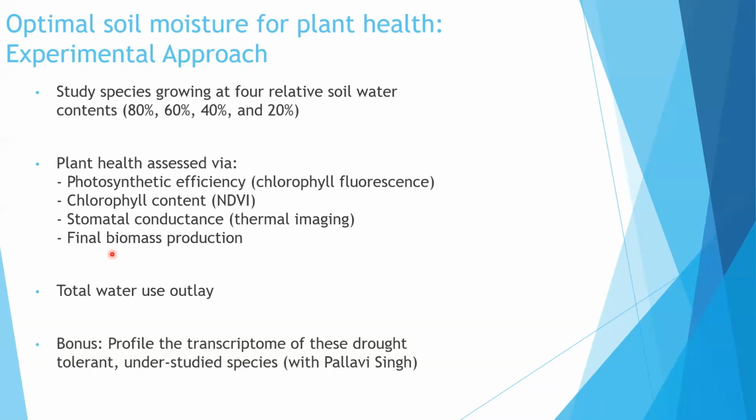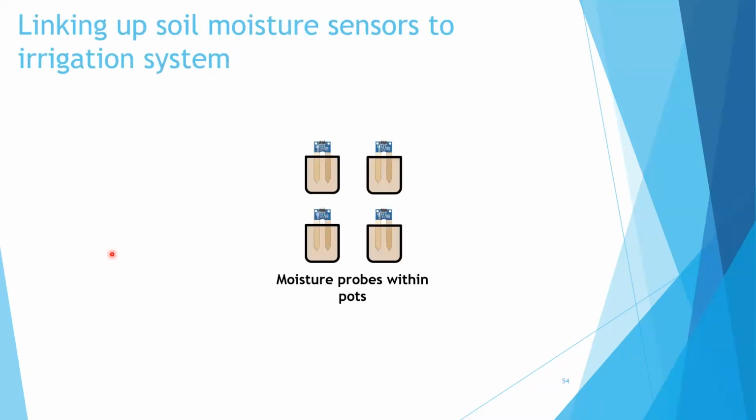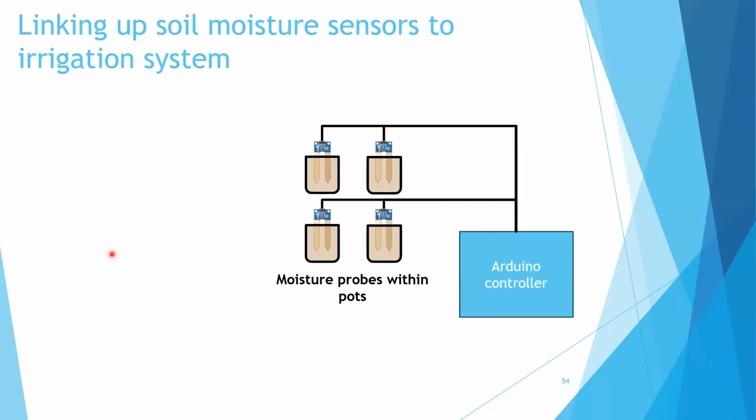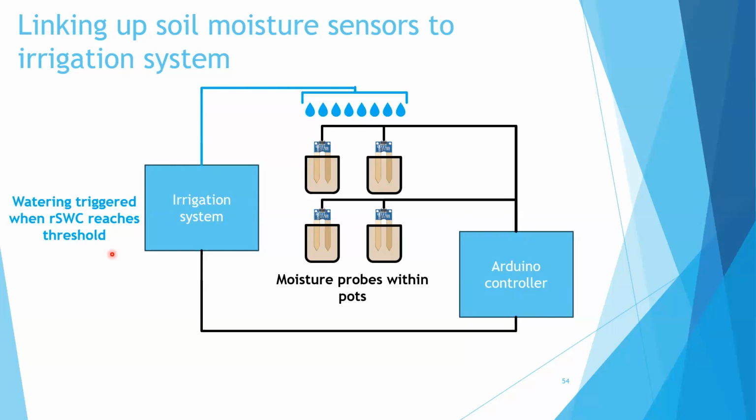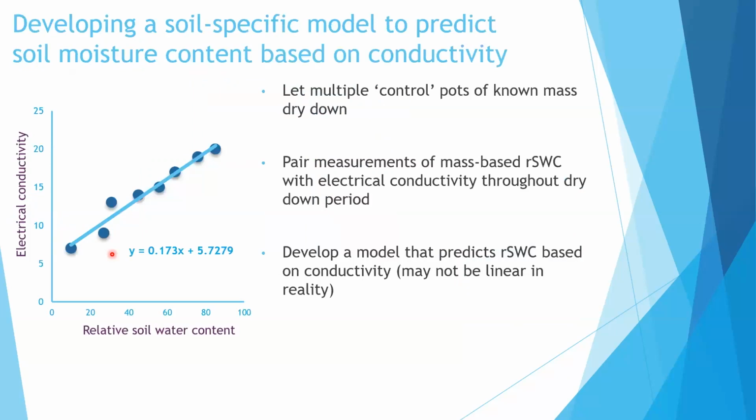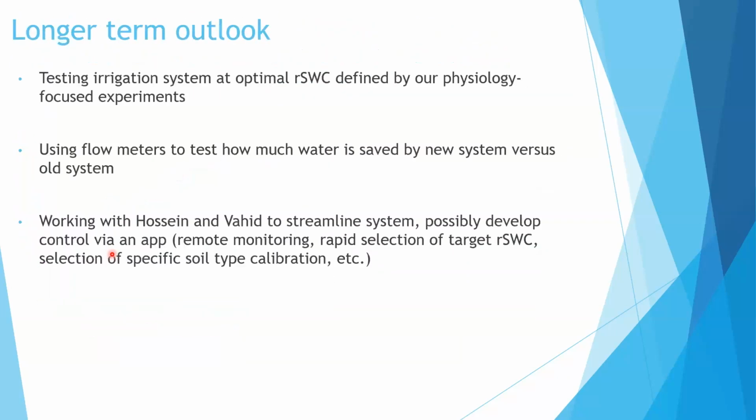We'll use that information to identify what is the optimal soil water content to grow these cuttings at. Then this will feed into a system where we have these moisture probes within pots that are growing the cuttings, and that will feed into a controller which is connected to an irrigation system. When the relative soil water content threshold is reached, it will stimulate the irrigation. And I'll skip that slide.